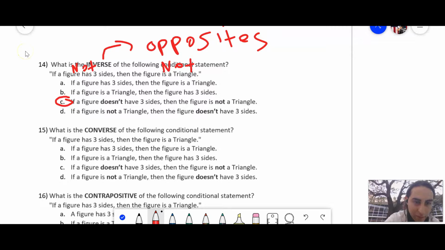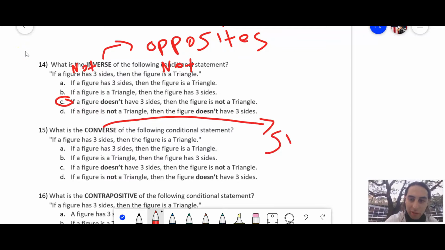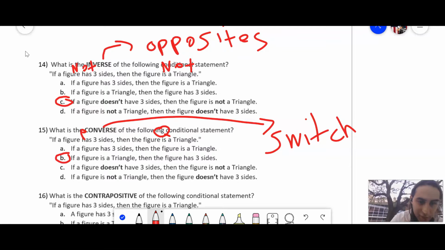All right, so what is the converse of the following conditional statement? Remember, converse means switch the order. So if a figure has 3 sides, then the figure is a triangle. Just switch that order. So now it's going to say if the figure is a triangle, then the figure has 3 sides. That would be letter B. There's no nots, there's no doesn'ts, there's no opposites. It's just switching.